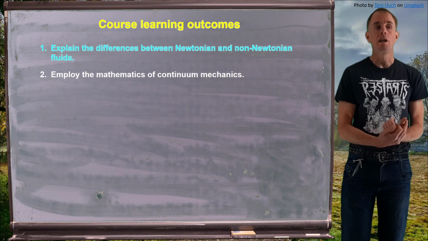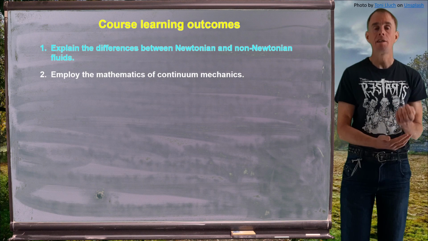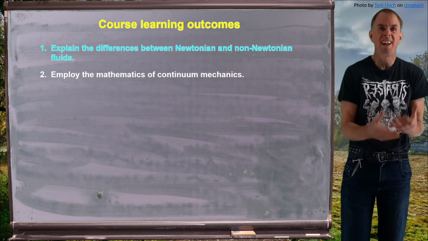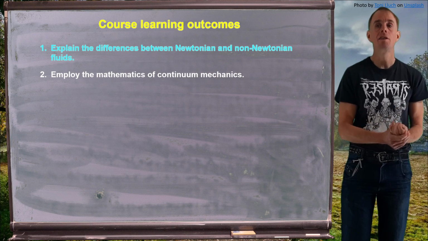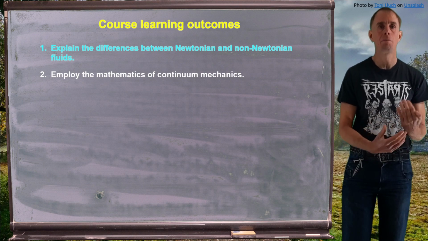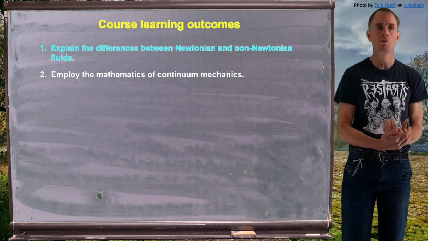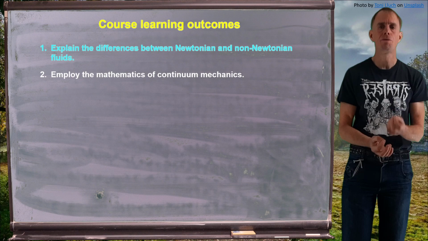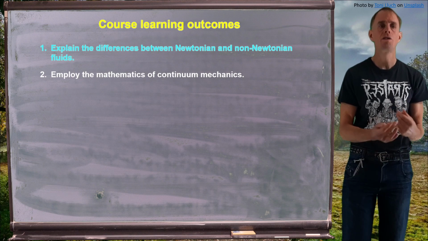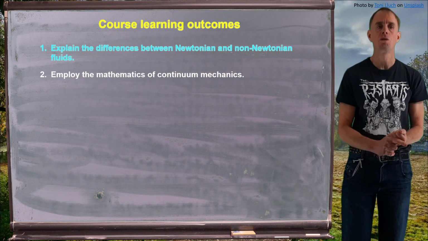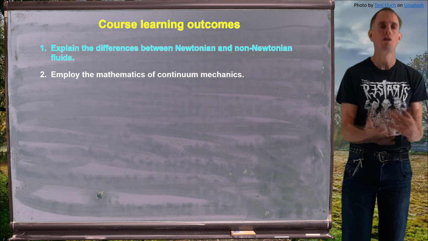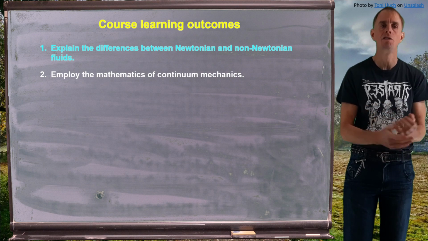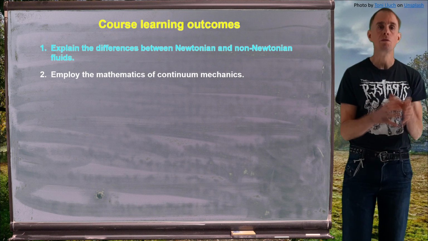A second learning outcome is all around the mathematics of continuum mechanics. Continuum mechanics is the physical subject that underpins fluid mechanics, and so when we're looking at, for example, applying Newton's second law to a continuum fluid, we do it in a slightly different way than we would if we're doing it for a point solid. And so a second outcome of this course is that you should be able to use those mathematics, be able to solve the Navier-Stokes equations, be able to understand tensors, for example, and use them to solve problems.